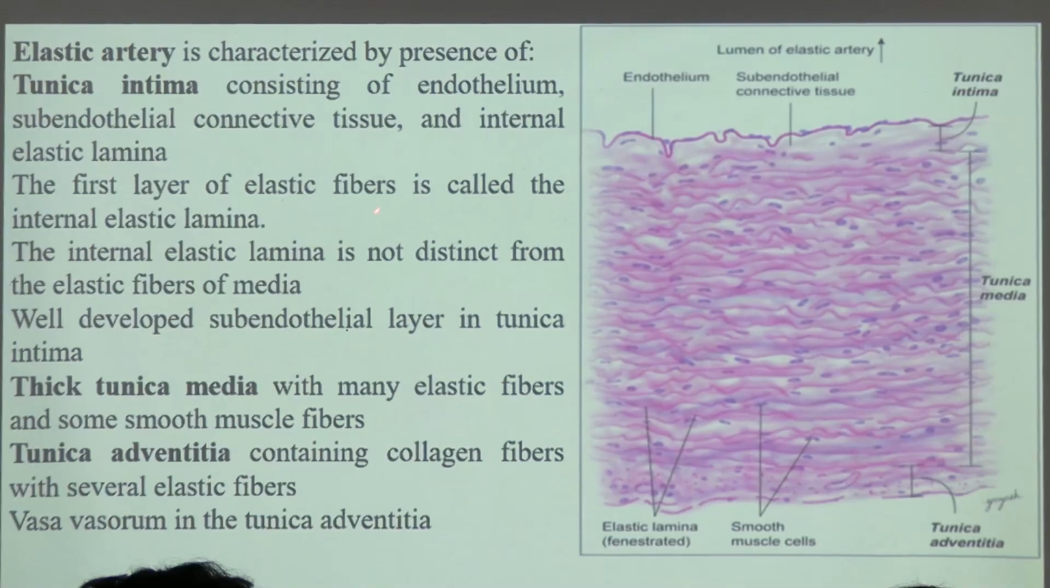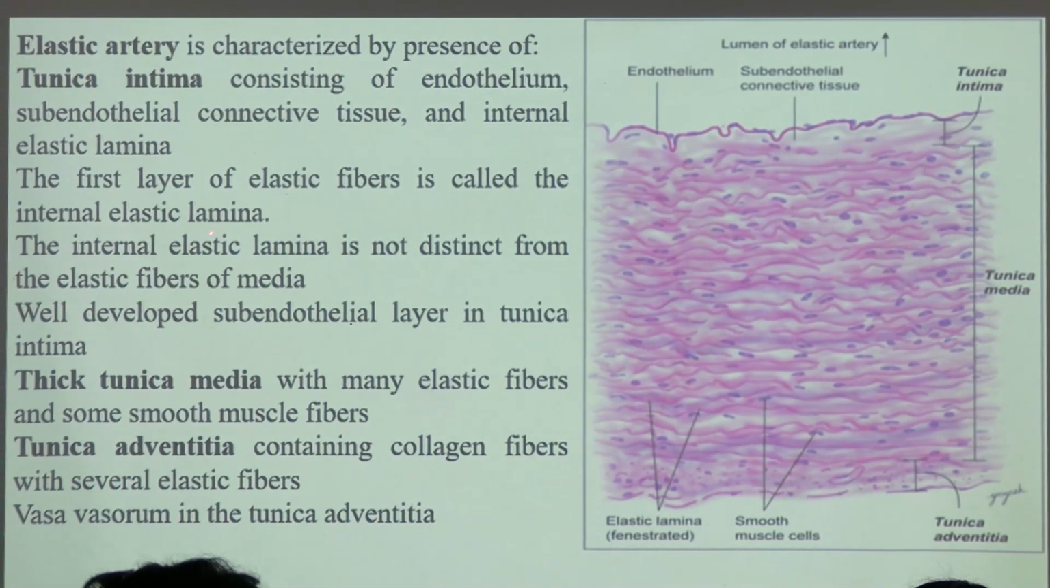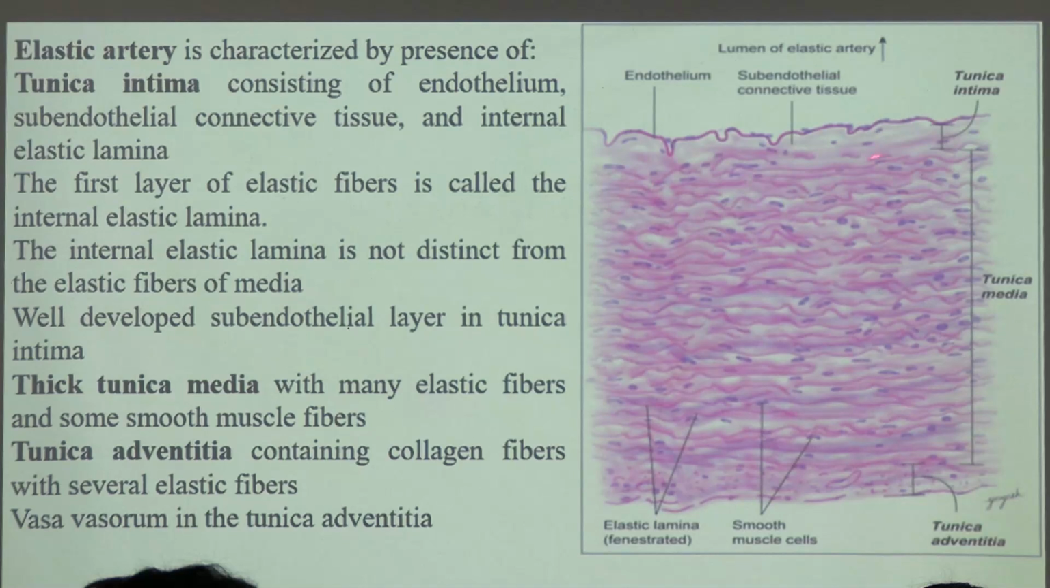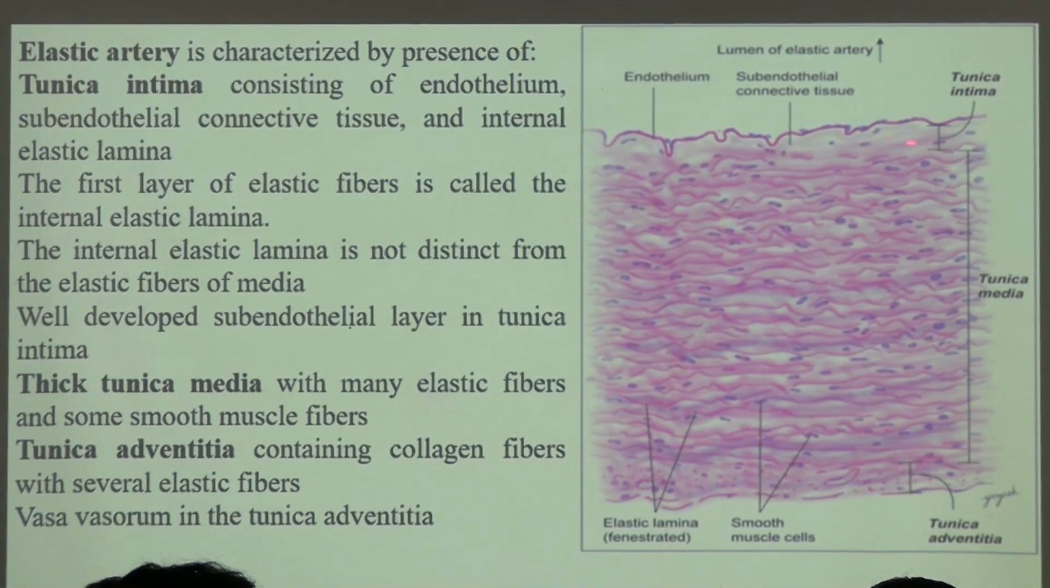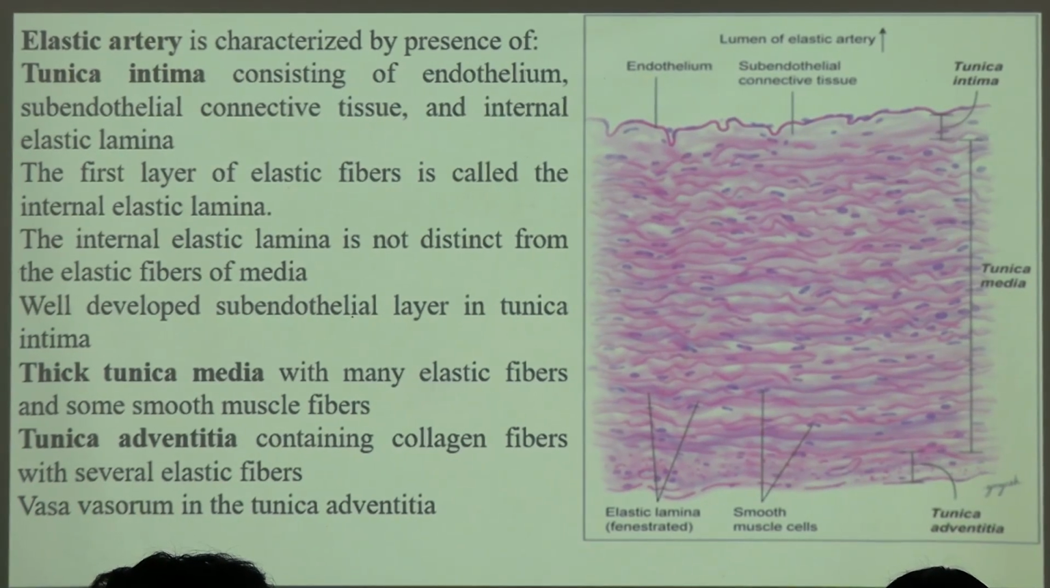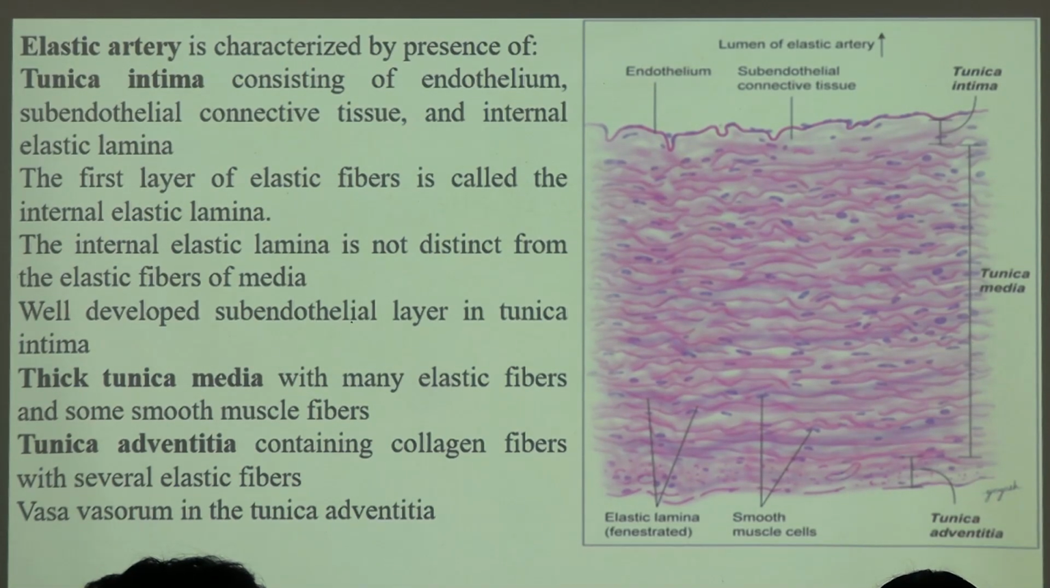Now the first layer of elastic tissue fibers is called the internal elastic lamina. Here the internal elastic lamina is present, but it is not prominent, as you can see in the diagram. Next, most of the thickness is made up of tunica media. The internal elastic lamina is not distinct from the elastic fibers of the media. Tunica media has many elastic fibers as compared to smooth muscle fibers, and most of the thickness is made up of tunica media.